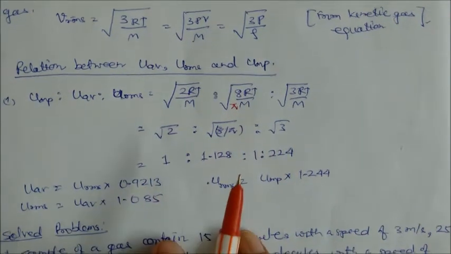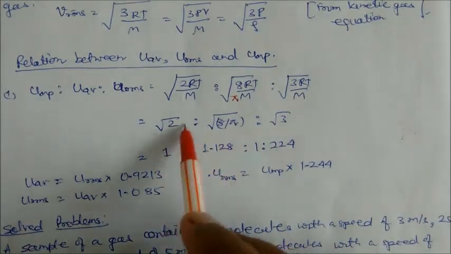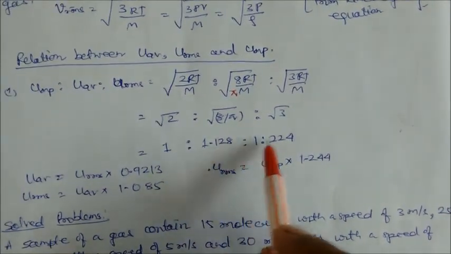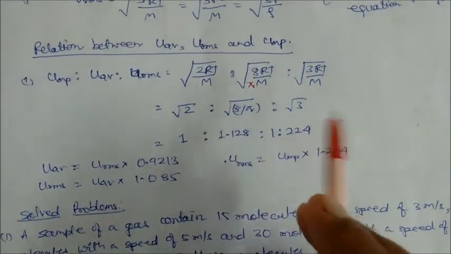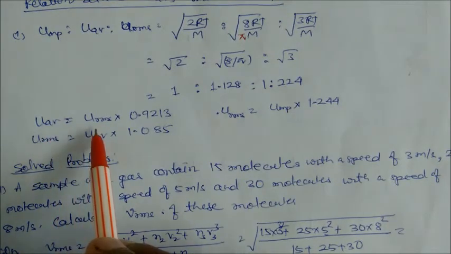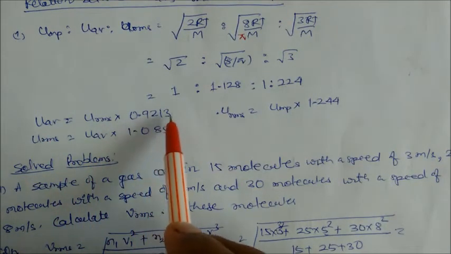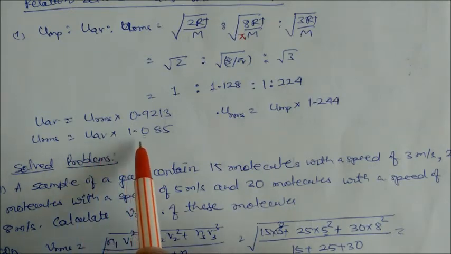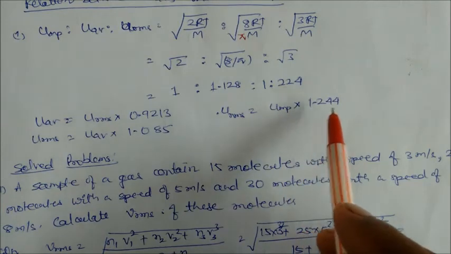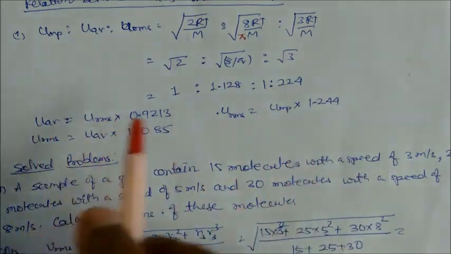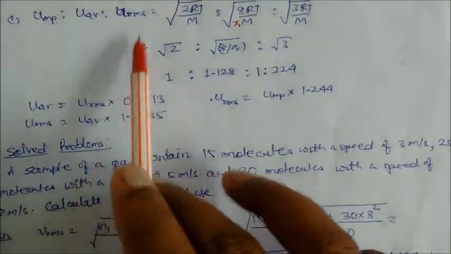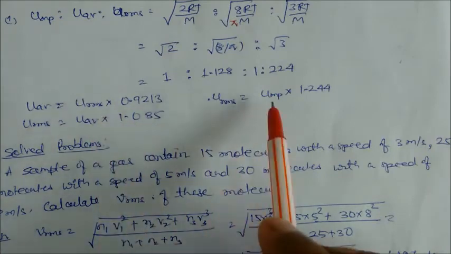If you take the values, root 2 as 1.414, then this will be 1.128 and this will be 1.224. So here we can conclude U average equals U RMS into 0.9213, U RMS equals U average into 1.085, and U RMS equals UMP into 1.224. So these are the various relationships. Usually they ask this in the examination, or if you remember these three values in this ratio, you can derive these ratios also.